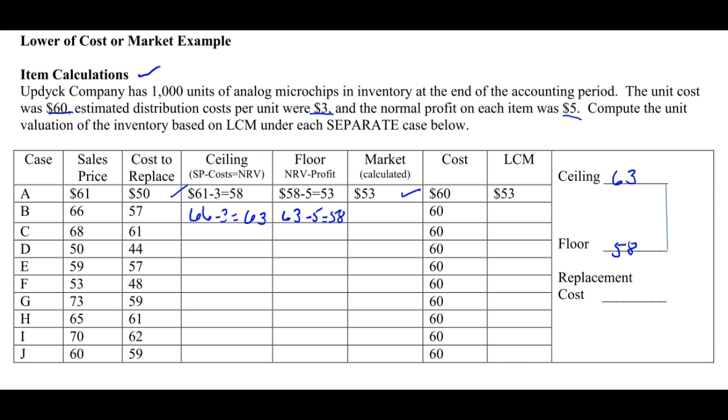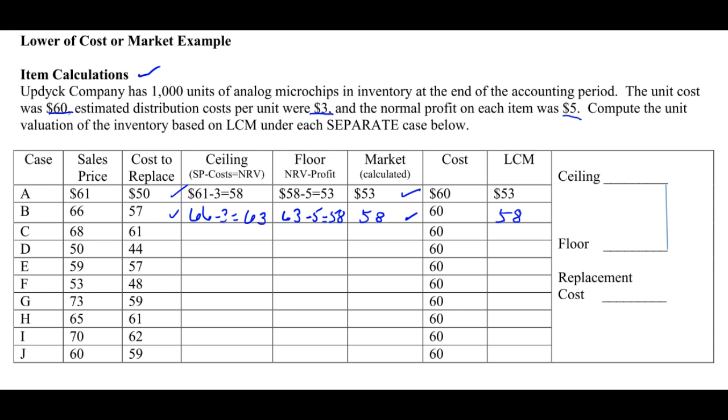Let's grab our replacement cost now. That's always given, and it's 57. And I want you to notice that we have a replacement cost where we can go out and buy it for $57, but it's worth no more than 63 to us and no less than 58. Since replacement cost is below that floor, we would use the floor for market value in this case. So now we know what market value is. We're ready to do the lower of cost or market test. 58 is lower than 60, so the lower of cost or market for this item would be $58.